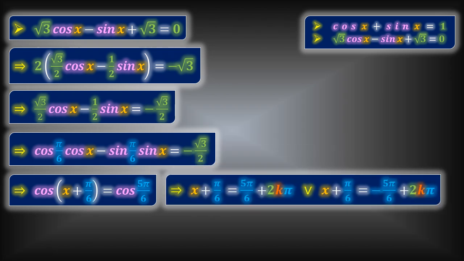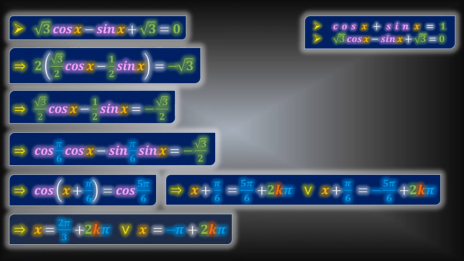Therefore, x plus pi divided by 6 is equal to 5 multiplied by pi divided by 6 plus 2 times k multiplied by pi, or x plus pi divided by 6 is equal to minus 5 multiplied by pi divided by 6 plus 2 times k multiplied by pi. Hence x is equal to 2 multiplied by pi divided by 3 plus 2 times k multiplied by pi, or x is equal to minus pi plus 2 times k multiplied by pi.